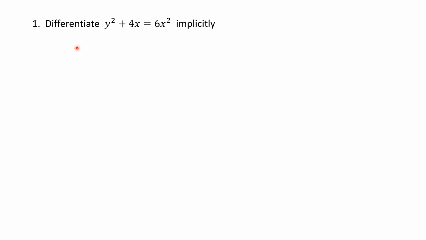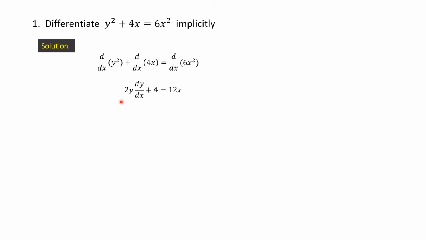Okay, example 1, differentiate y square plus 4x equal to 6x square implicitly. We differentiate every term with respect to x. Differentiate y square with respect to x, we get 2y dy/dx. Differentiate 4x with respect to x, we get 4, equal to 12x. So 2y dy/dx equal to 12x minus 4. So dy/dx equal to 12x minus 4 over 2y. So we can simplify, we get dy/dx equal to (6x minus 2) over y.